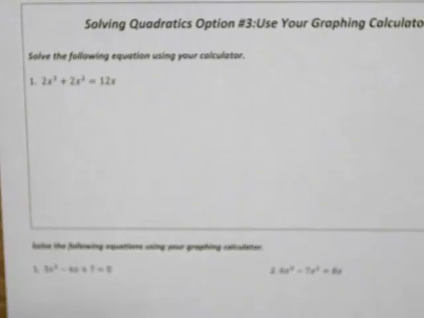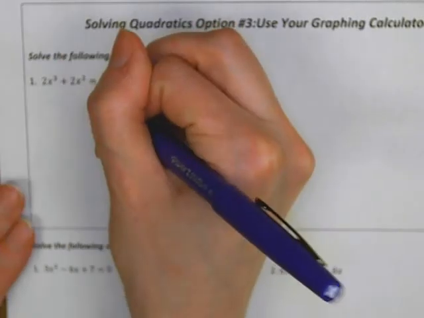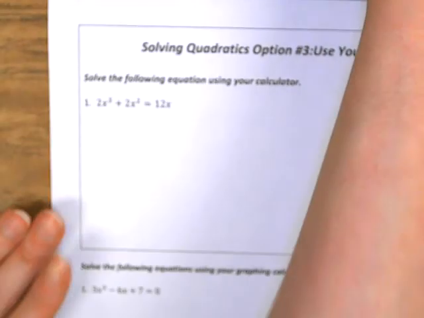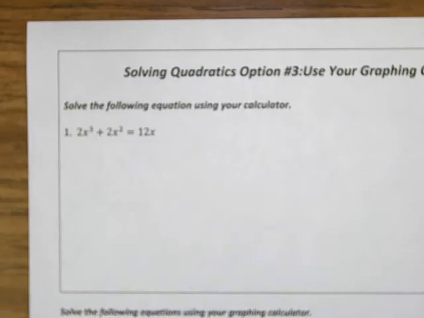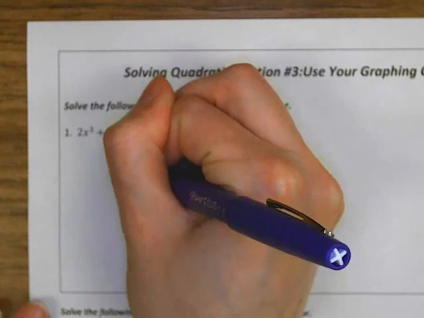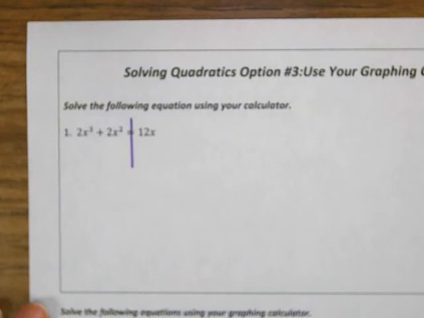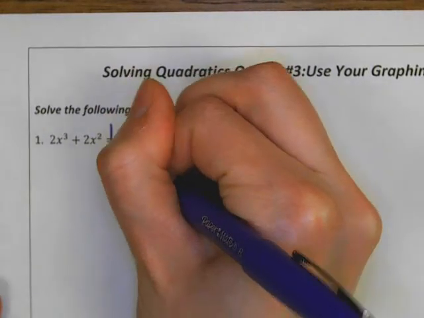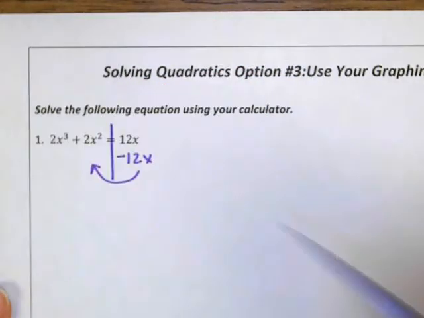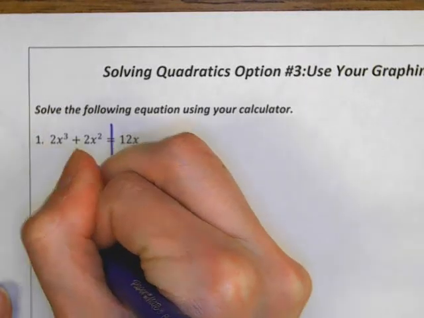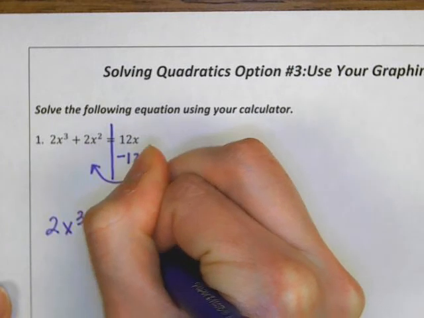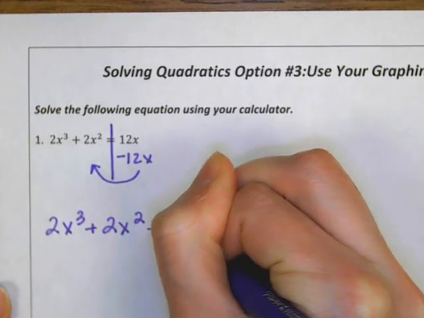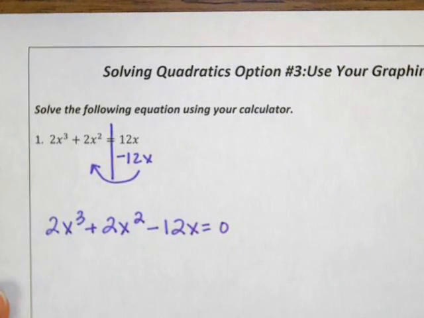Okay, so just like before, very first thing you have to do is get it set equal to 0. So we are definitely going to need to subtract the 12x to the other side. Okay, so what we're working with is 2x cubed plus 2x squared minus 12x equals 0.